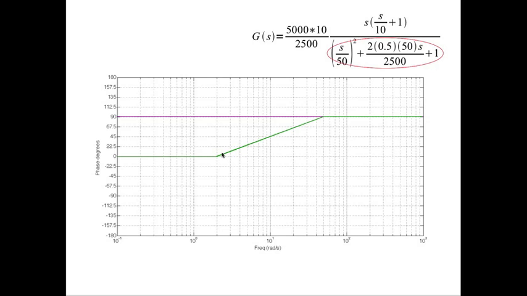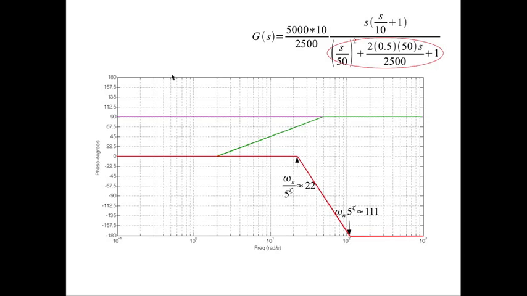For the complex pole, the first corner frequency is given by omega n divided by 5 to the power of zeta, where zeta is 0.5 here and omega n is 50, so this is nearly 22 radians per second. That's the first corner frequency. So the phase contributed is 0 till then. The second corner frequency is omega n times 5 to the power of zeta, which is nearly 111 radians per second. So the phase contribution from this corner frequency to omega equal to infinity is minus 180 degrees. In between it follows that straight line.